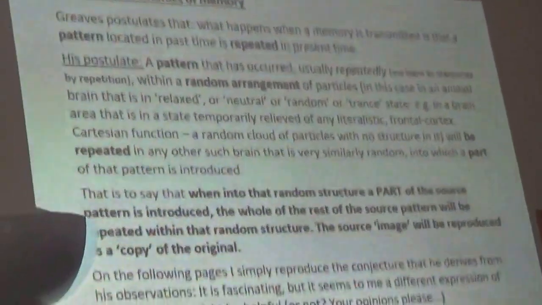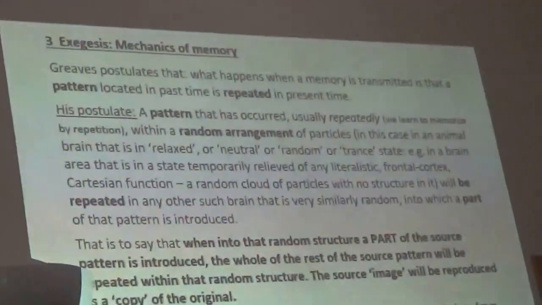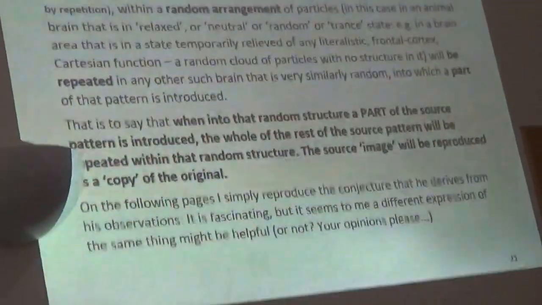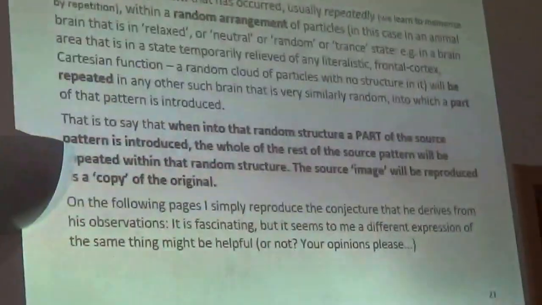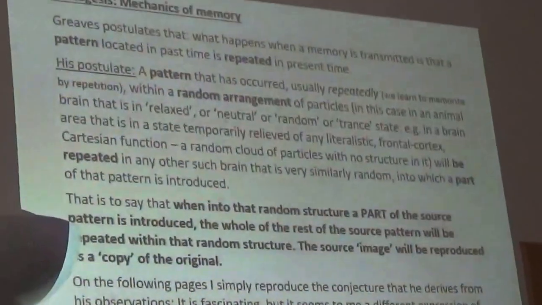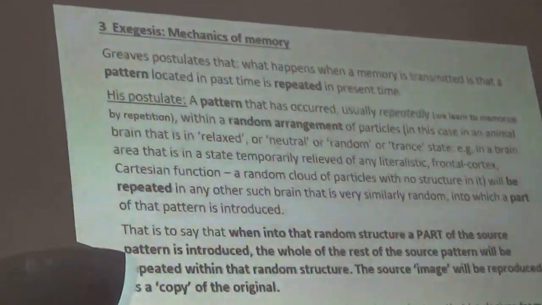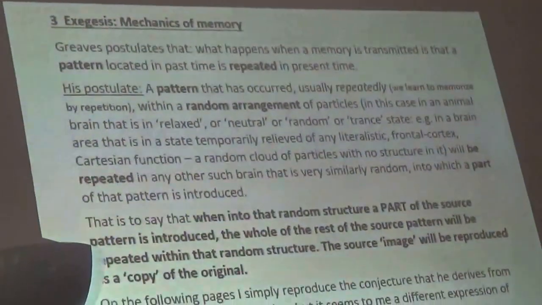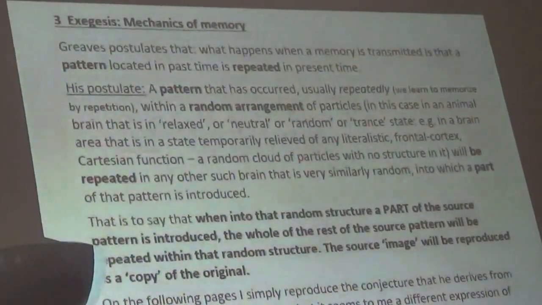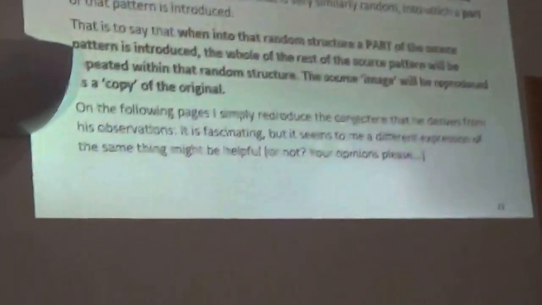Any pattern that has occurred in one of those will be repeated in any other such brain that is very similarly random, into which a part of that pattern is introduced. That's his first theory. That's to say that when you introduce a part of that source pattern, the whole of the rest of the source pattern is repeated within that random structure. The source image will be reproduced as a copy of the original. I now reproduce his conjecture, his first conjecture, which he put down in 1979.